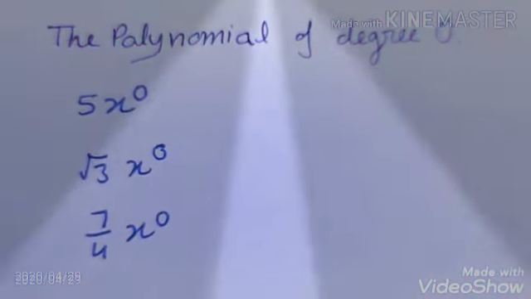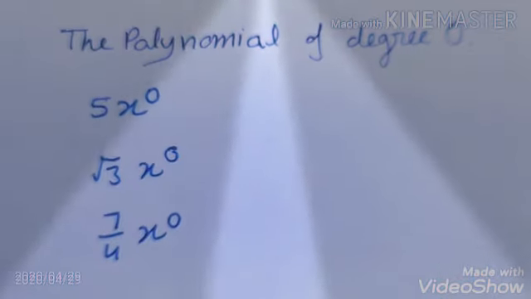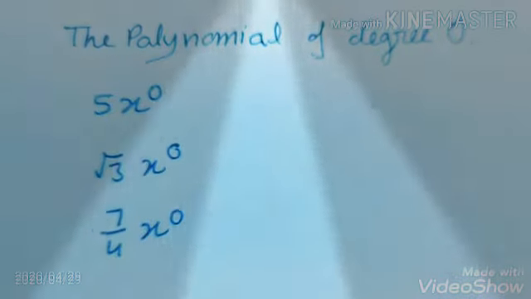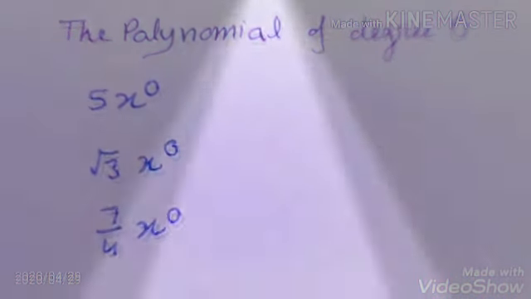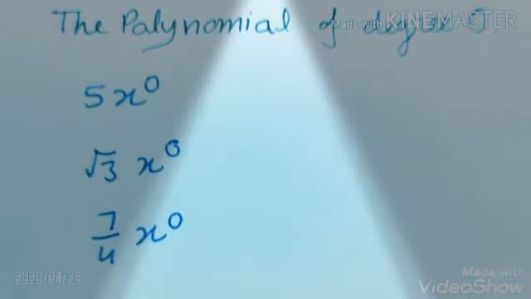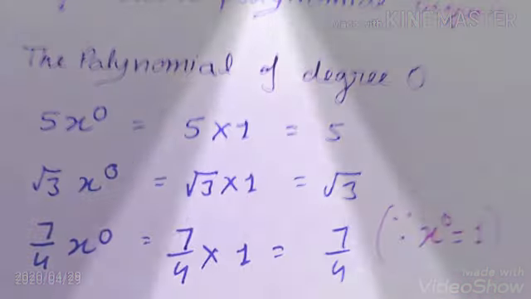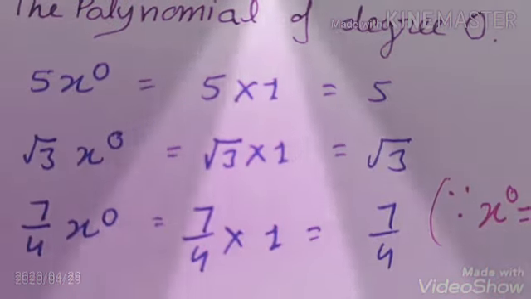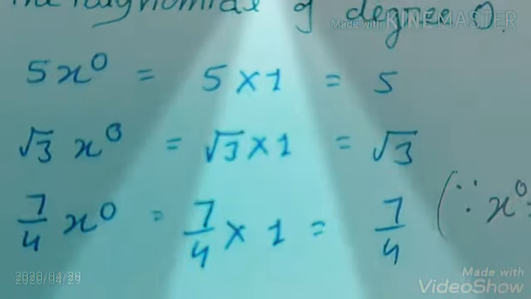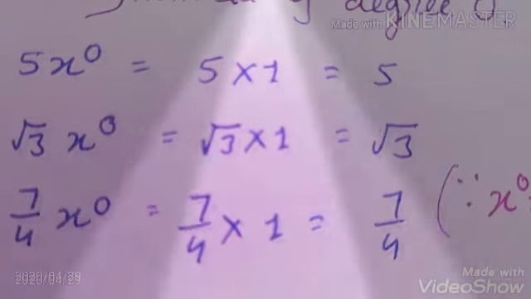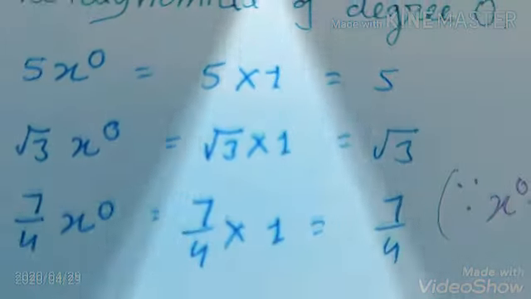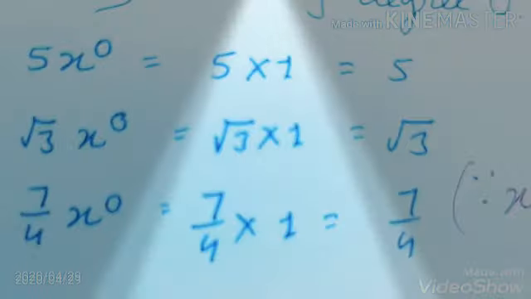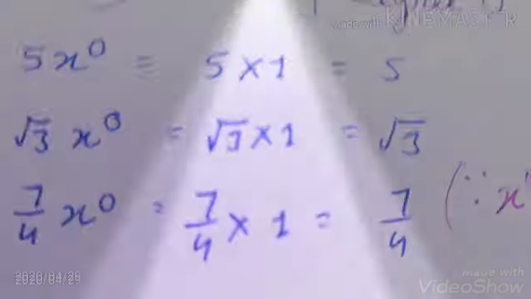And first we should recall that whenever a quantity has exponent 0 or is raised to the power 0, its value is 1. So let's simplify them. Since x raised to the power 0 is equal to 1, 5x raised to the power 0 is equal to 5 into 1 equals 5. 3 into x raised to the power 0 is equal to root 3. Yes, root 3 into x raised to the power 0 equals root 3. 7 upon 4 into x raised to the power 0 equals 7 upon 4.